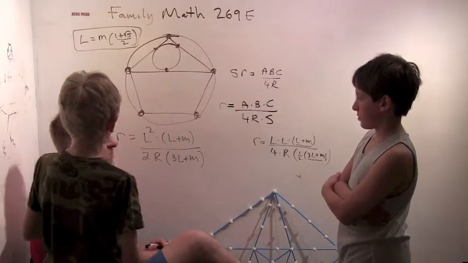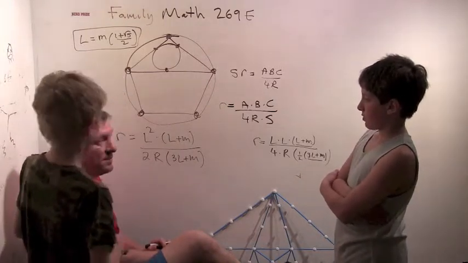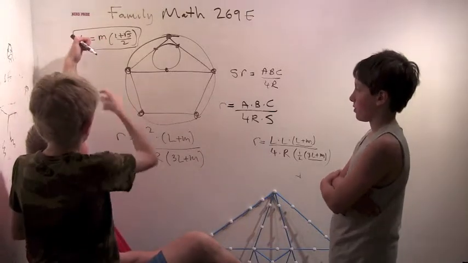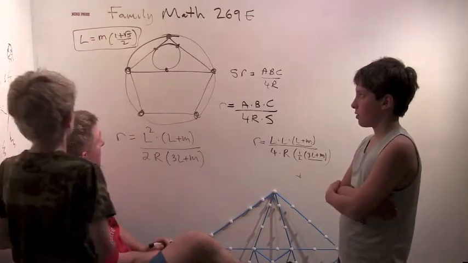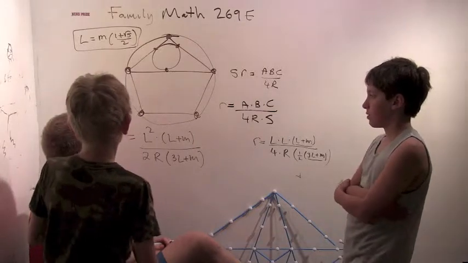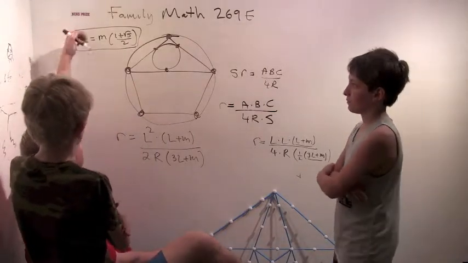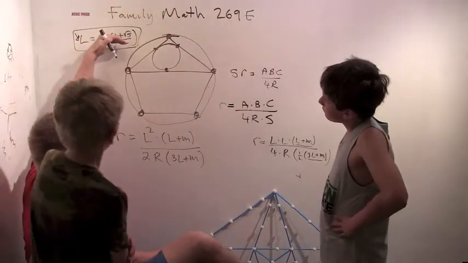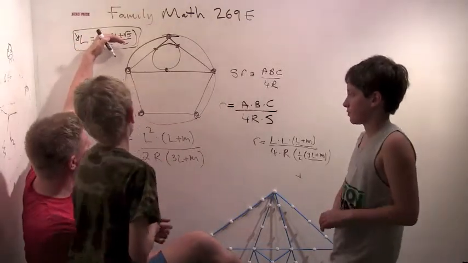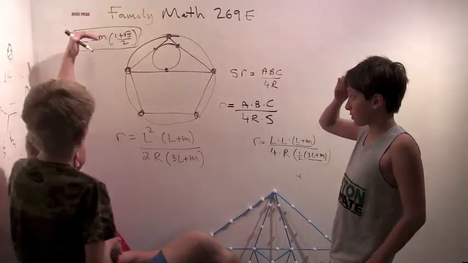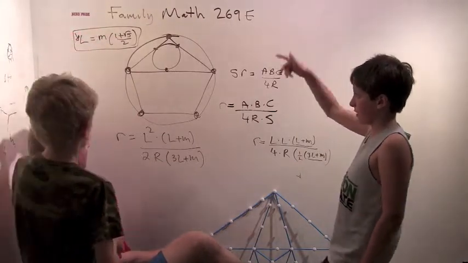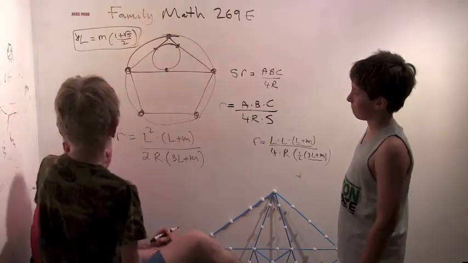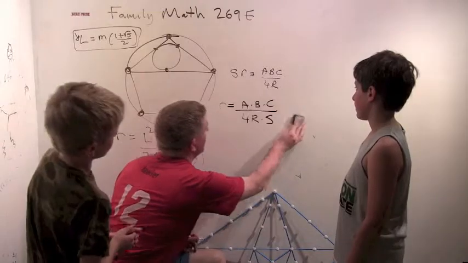Now, what can we do from here? Well, we know how M and L relate to each other, so maybe we can use that. So we're going to have to substitute in for L here. We're going to put M times (1 plus root 5) over 2. Or should we substitute in for M? Let's substitute for L so we don't get any pesky fractions. Well, either way, we're going to get pretty pesky fractions, but let's give it a try and see what happens.